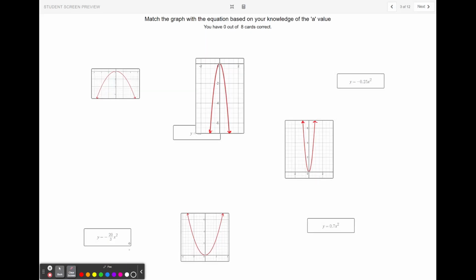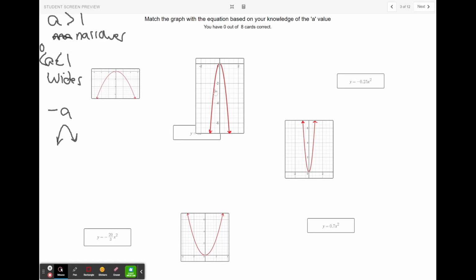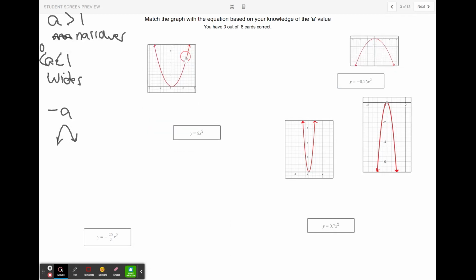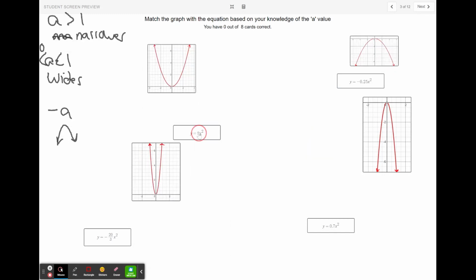Now for slide number 3, it's really important to remember when A is bigger than 1, it's going to be narrower. If A is between 0 and 1, it's going to be wider. And then negative A just flips it upside down. So you want to categorize, like let's do all the upside down graphs here, and let's do all the right side up graphs here.